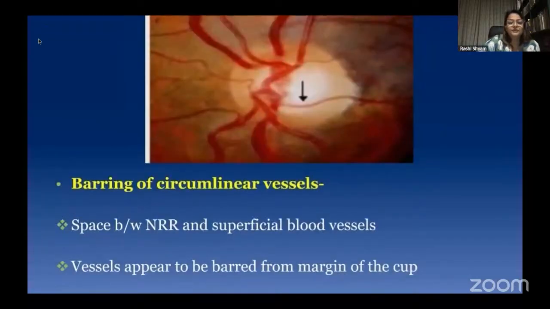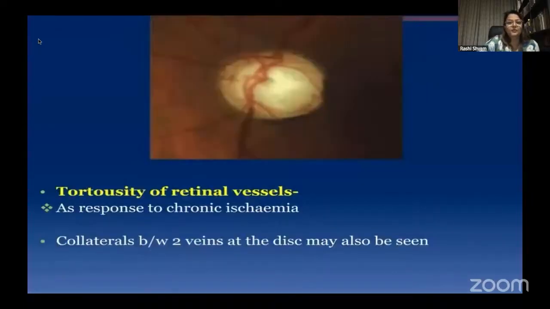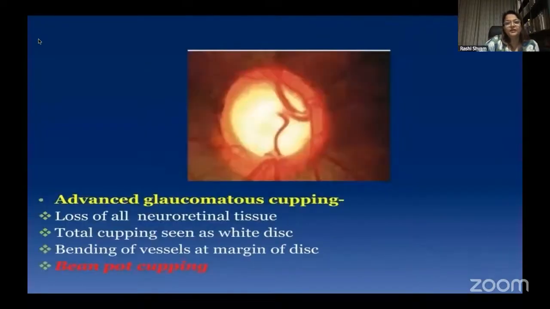Now, baring of circumlinear vessels is when there is a space between the neuroretinal rim and the superficial blood vessel, and these blood vessels appear to be bared from the margin. Normally the vessels move hugging the margin of the neuroretinal rim, but when there is baring, this happens in glaucoma when the cupping is enlarging quite fast. Sometimes due to ischemia, you have little tortuosity of the retinal vessels, and you have some neovascularization or collaterals forming. And then you can make out that, okay, there is an ischemic component that is more in this kind of optic nerve head damage.